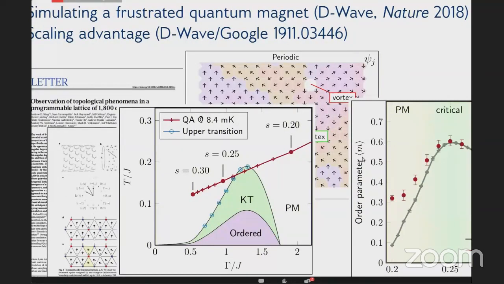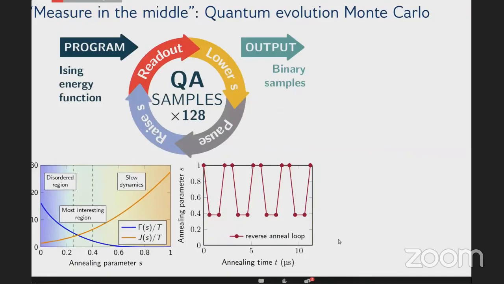Now, this order parameter is just the magnitude of a complex order parameter. And we're going to measure this using a measure in the middle quantum evolution Monte Carlo method, where we do basically a Markov chain Monte Carlo. It's a non-Markovian Markov chain Monte Carlo, where each step is a reverse anneal. So we have a classical state, turn on quantum and thermal fluctuations, turn them off, classical state again and again. So we get a chain of observed classical states. And this is kind of in the interesting region where gamma is close to J.